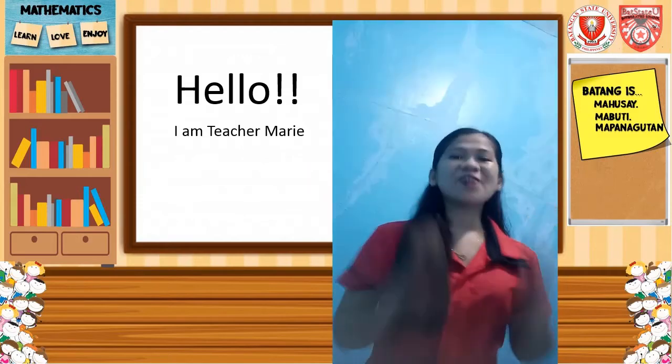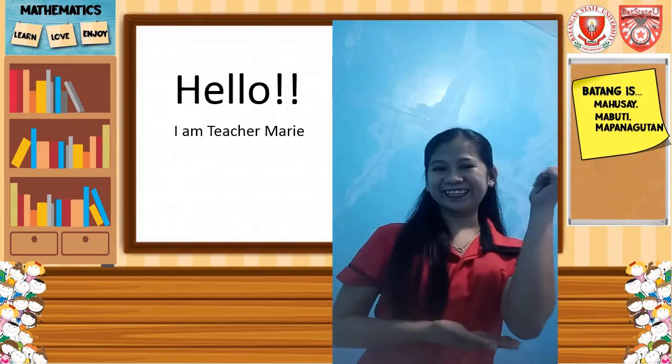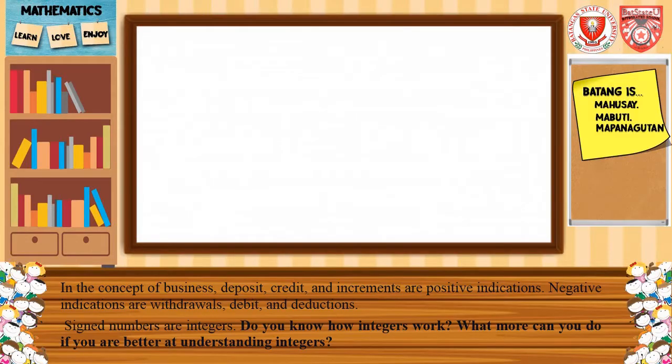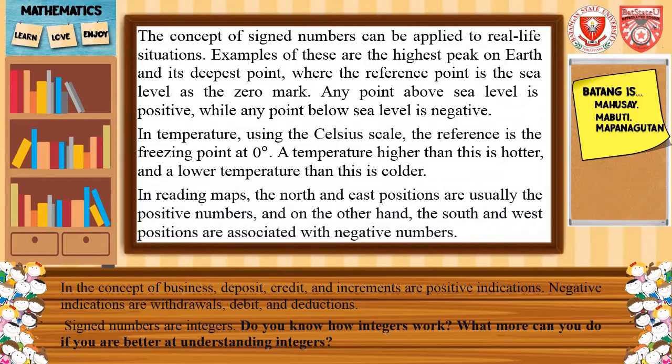Let us enjoy watching while learning. Set of integers. In the concept of business, deposits, credits, and increments are positive indications. Negative indications are the withdrawals, debits, and deductions. Signed numbers are integers. Do you know how integers work? What more can you do if you are better at understanding integers? The concept of signed numbers can be applied to real-life situations.